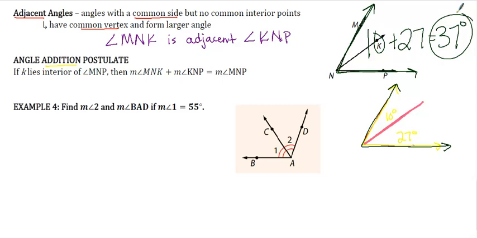All right, so let's look at example 4. We're going to find the measure of angle 2. Remember that word, that M means measure. And the measure of angle BAD if the measure of angle 1 equals 55 degrees. Well, first of all, I'm going to come over here to angle 1, and I'm going to label that 55 degrees. Then I'm going to notice that these have the same marks on them. This has 2 curves on it, and this one also has 2 curves on it. Since they have the same number, that means they are congruent angles.